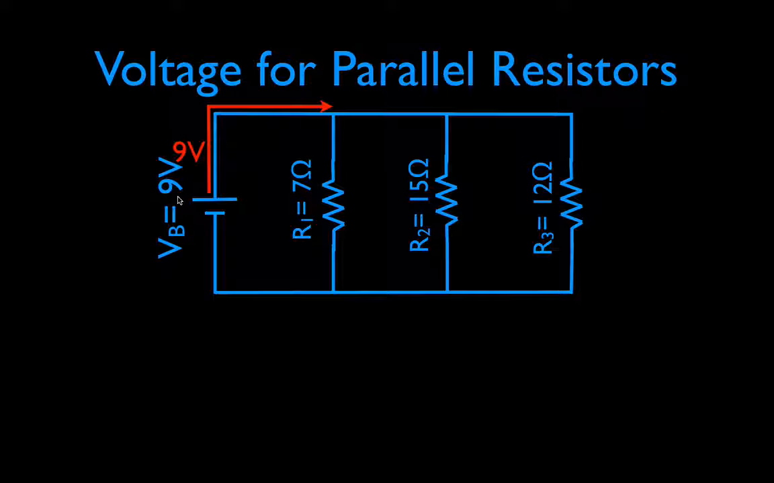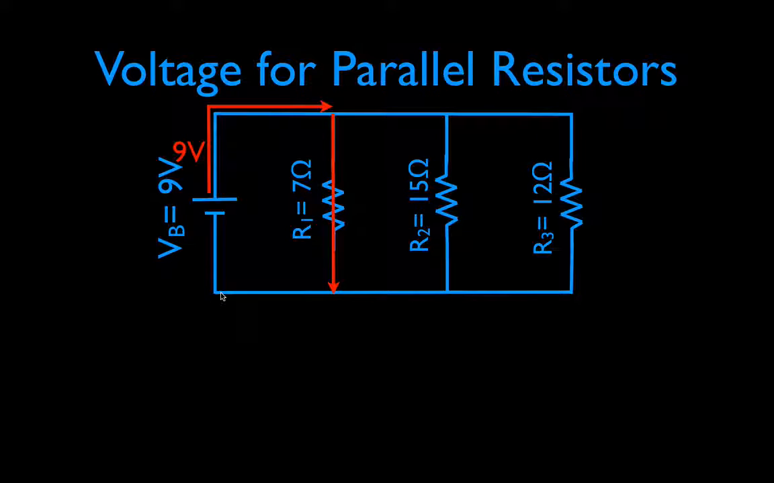Now the current is going to come out of the battery, and there's 3 loops. Some of the electrons are going to go through R1, then they'll go back to the battery. Some of the electrons are going to go through R2, and then they'll go back to the battery. And then some of the electrons are going to go through R3, and then they're going to go back to the battery.